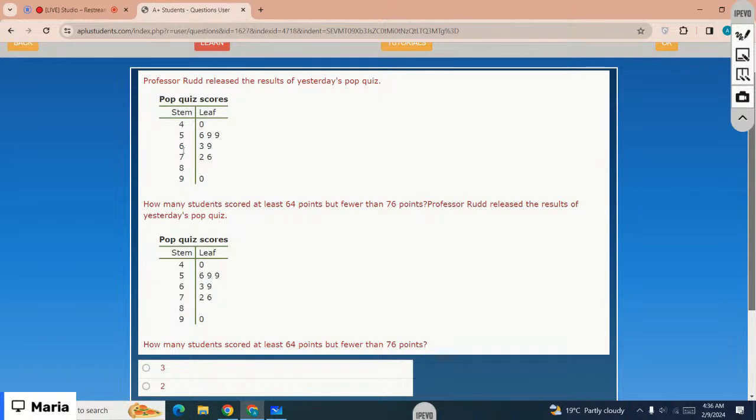64 and 79, right? Here is the stem 6. 3 is not included. 69, 72, and 76. That means only 3 of the students have scored at least 64 and fewer than 76. See, you have 69, that is greater than 64, right? Then you have 72, 76, and they are fewer than 76. So the correct option is 3, right? The correct option is 3.